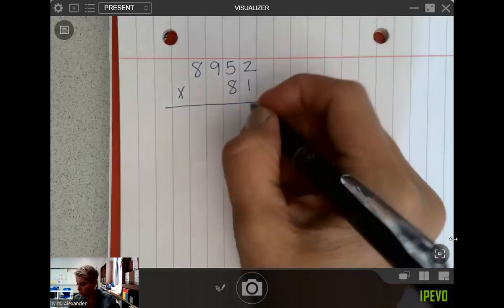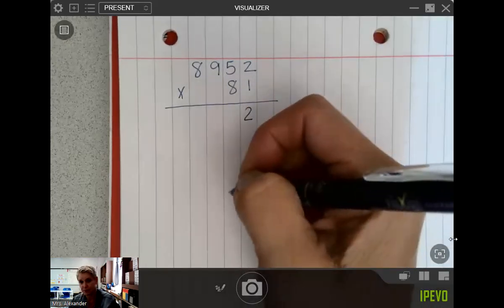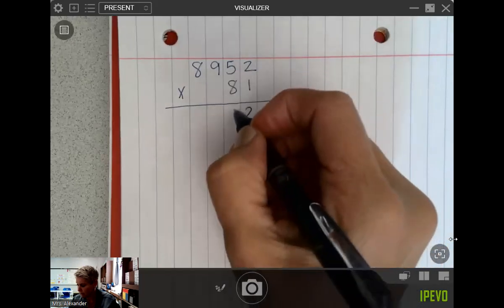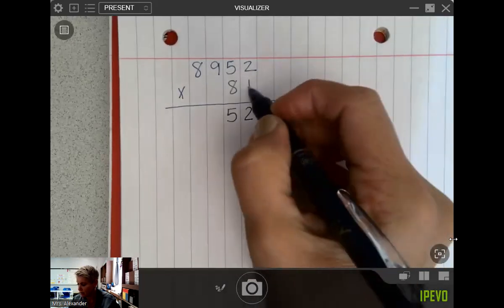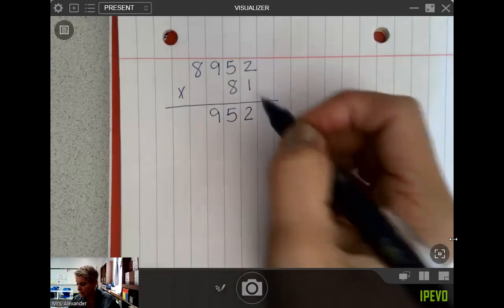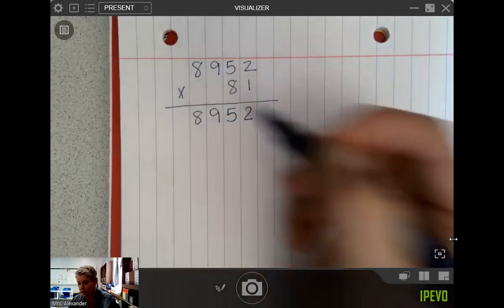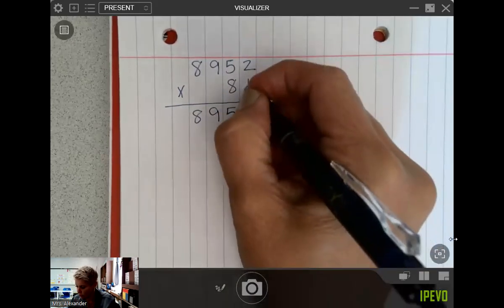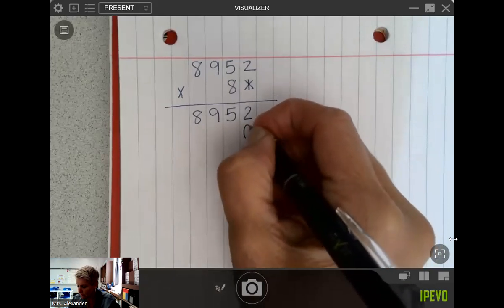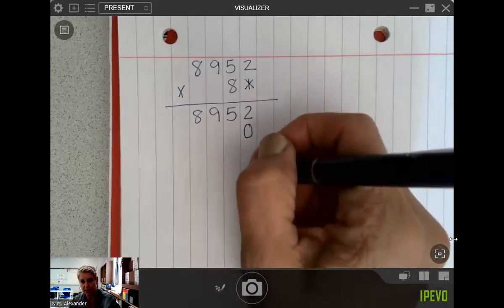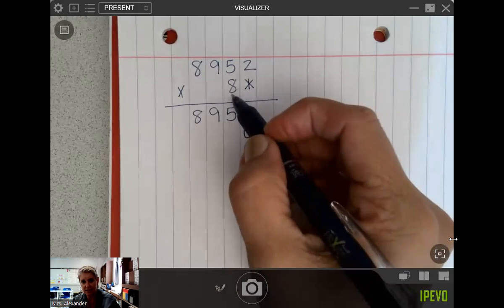So again, I'm going to start in the ones place. 1 times 2 is 2. No regrouping. 1 times 5 is 5. 1 times 9 is 9. And 1 times 8 equals 8. I'm finished with the ones place, so I'm going to put a 0 now for my next partial product. I'm working with the 8 in the tens place.